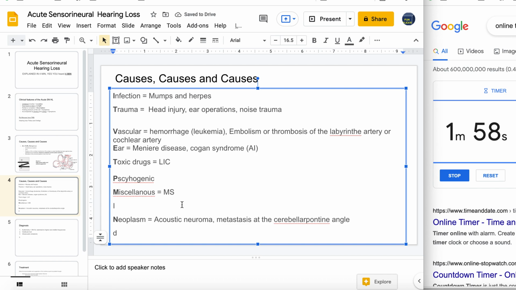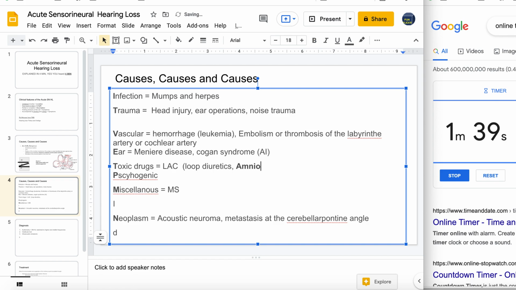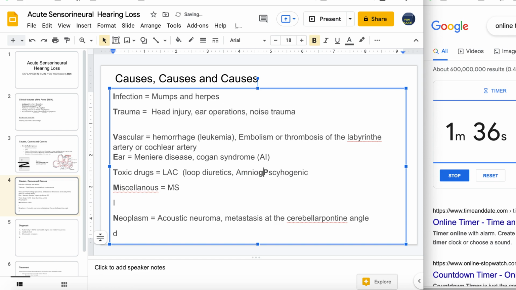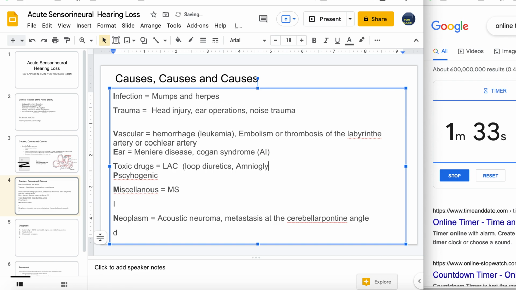We have toxic drugs. We can remember this as LAC, meaning loop diuretics. I remember it being LAC. So the L being loop diuretics, A being aminoglycosides, and then the C being analgesics, and then cisplatin.